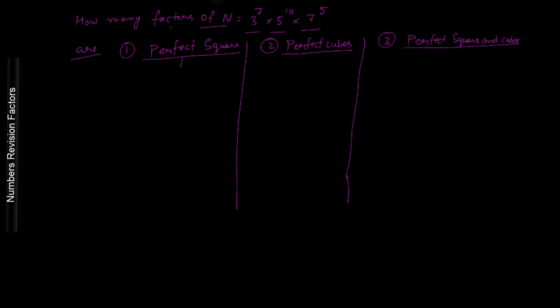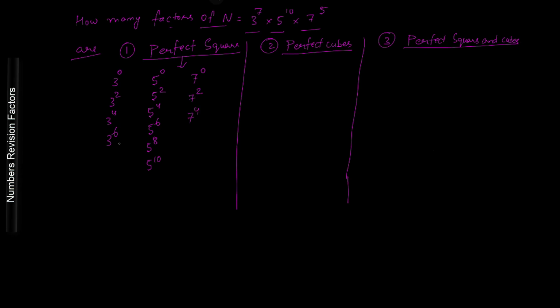To get a factor which is a perfect square, we need even powers of the prime factor. So for 3, what are the even powers? 3 raised to 0, 3 raised to 2, 3 raised to 4, 3 raised to 6, right? For 5, the even powers are 5 raised to 0, 5 raised to 2, 5 raised to 4, 5 raised to 6, 5 raised to 8, 5 raised to 10. For 7, 7 raised to 0, 7 raised to 2, 7 raised to 4, right?